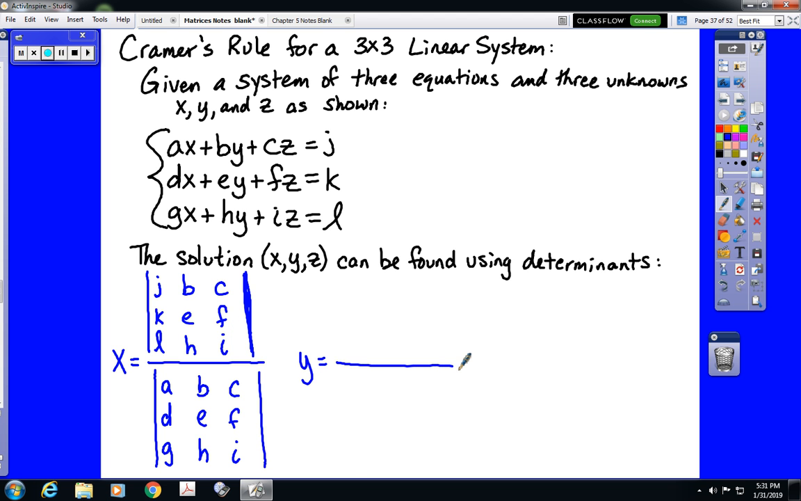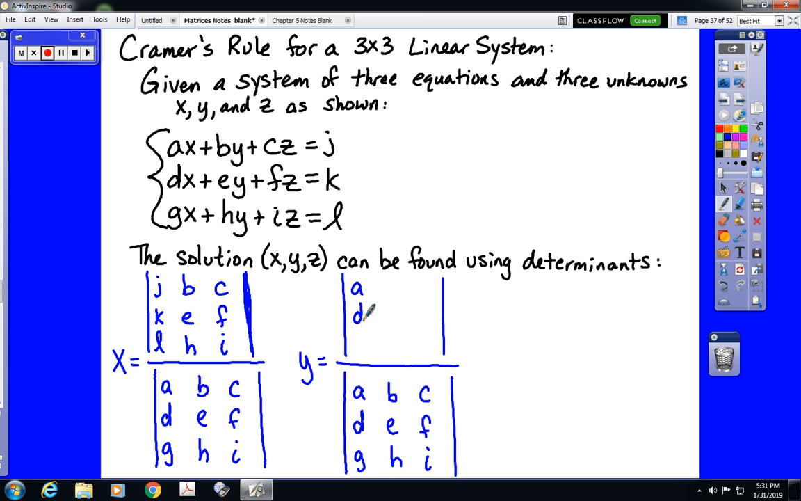Similarly for y, the bottom determinant is again the coefficient matrix, so it's exactly the same as it was for x. X column, y column, and z column. And then on top, the x column would stay the same. The y column would be replaced with the answers, j, k, and l. And the z column would be the same.